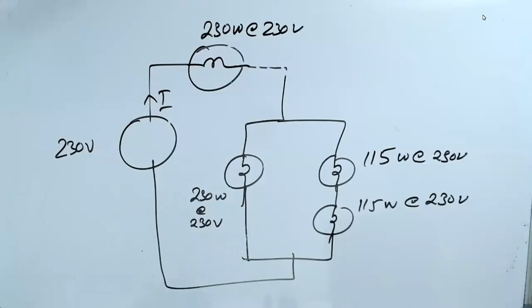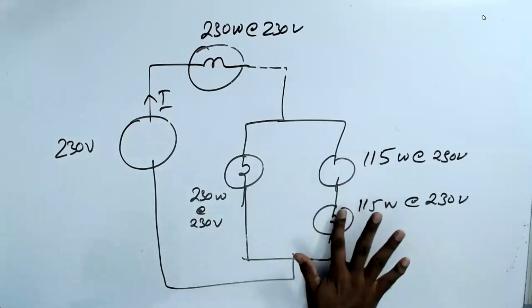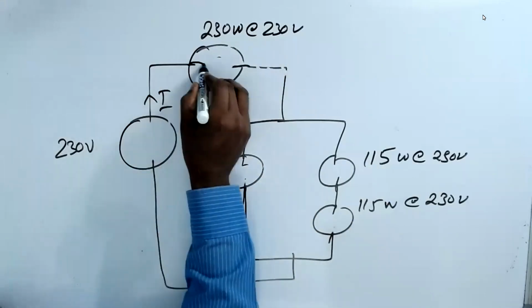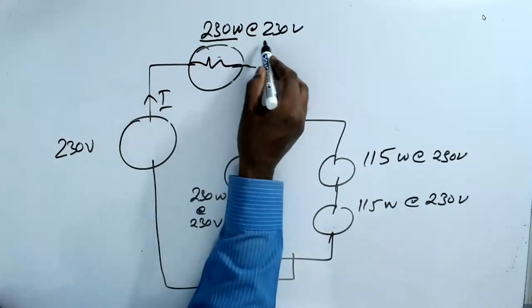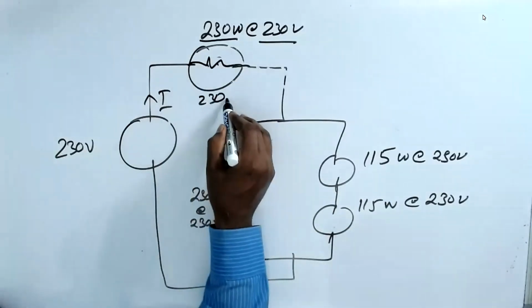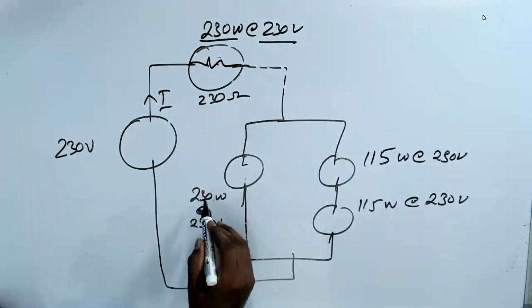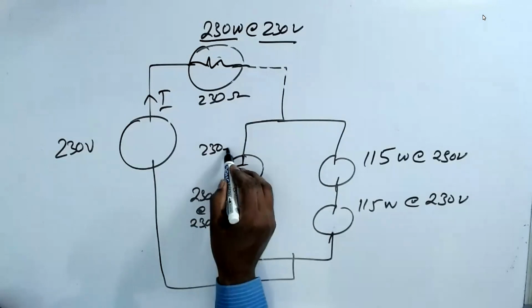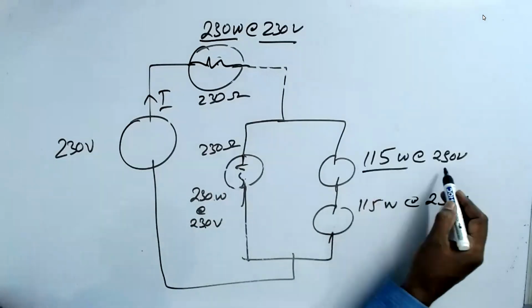Somewhere when I put a wattage, people get confused. But convert everything into a resistor. Then you solve it. This is 230 volts, so this is 230 ohm. This is 230 ohm. This is 115 watt at 230 volts.